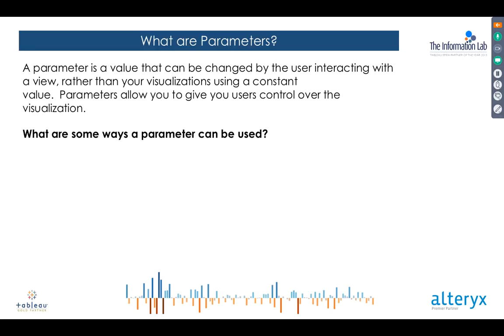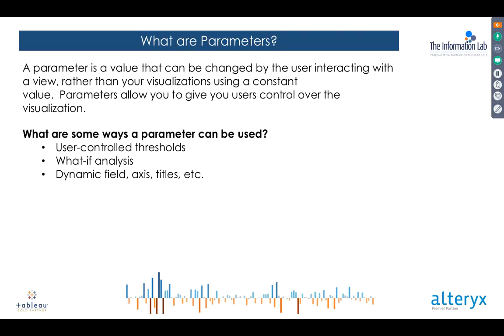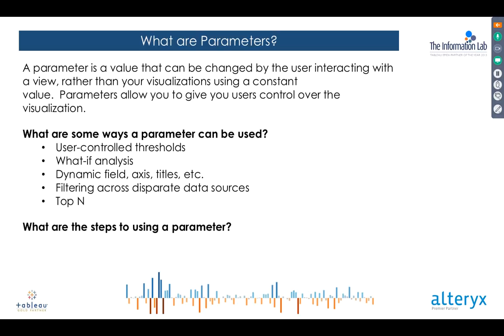Some examples of parameters might be user-controlled thresholds. You can allow them to do what-if analysis, so forecasting projections would be an example of that. Dynamic fields, axis titles, etc., and we'll go through an example of that. Filtering across different data sources. Top-N analysis, in other words, you're allowing the user to specify how many they want to see in a top-N analysis.